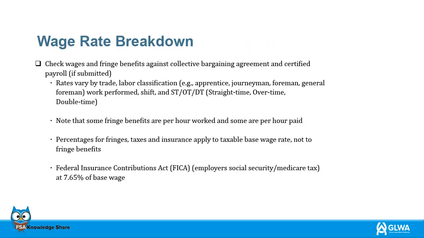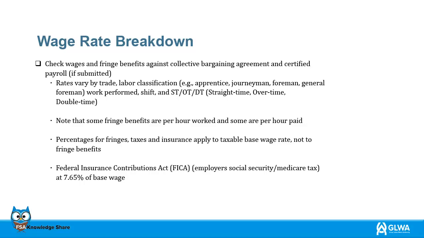Check wages and fringe benefits against collective bargaining agreement and certified payroll, if submitted. Rates vary by trade, labor classification, for example, apprentice, journeyman, foreman, general foreman, work performed, shift, and straight time, overtime, double time. Note that some fringe benefits are per hour worked and some are per hour paid. Percentages for fringes, taxes and insurance apply to taxable base wage rate, not to fringe benefits.